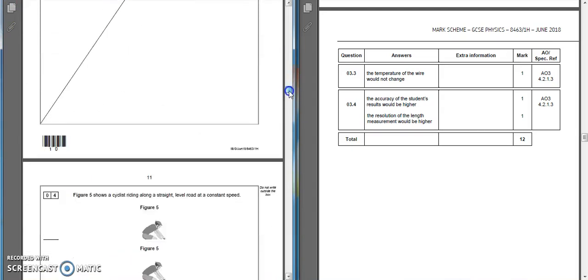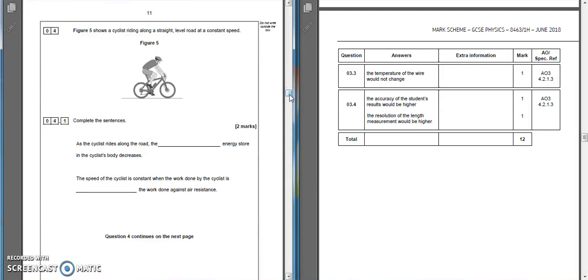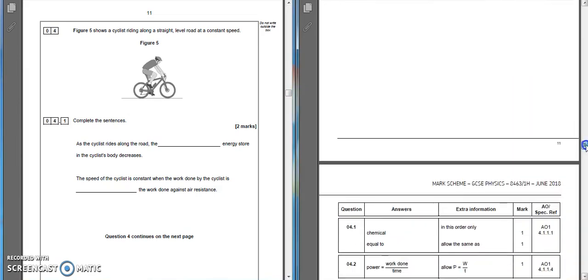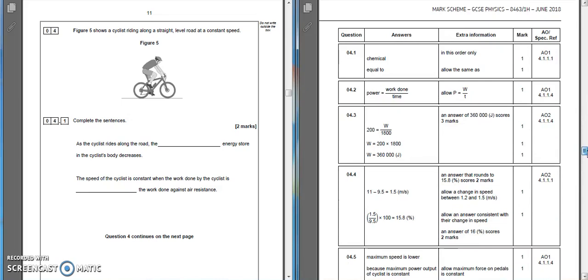So, question 4. We're linking into energy and forces here, obviously, because we've got a bike. As the cyclist rides along the road, the something energy stored in the cyclist's body decreases. A little bit naughty in that they've not given you any keywords here, but you should know about the different energy types. It's not going to be thermal energy that's decreasing. It's not going to be nuclear. It's not going to be elastic. It's the chemical energy from his body, from his energy stores. The speed of the cyclist is constant, so the work done to keep that constant speed must be equal to the work done against the air resistance.